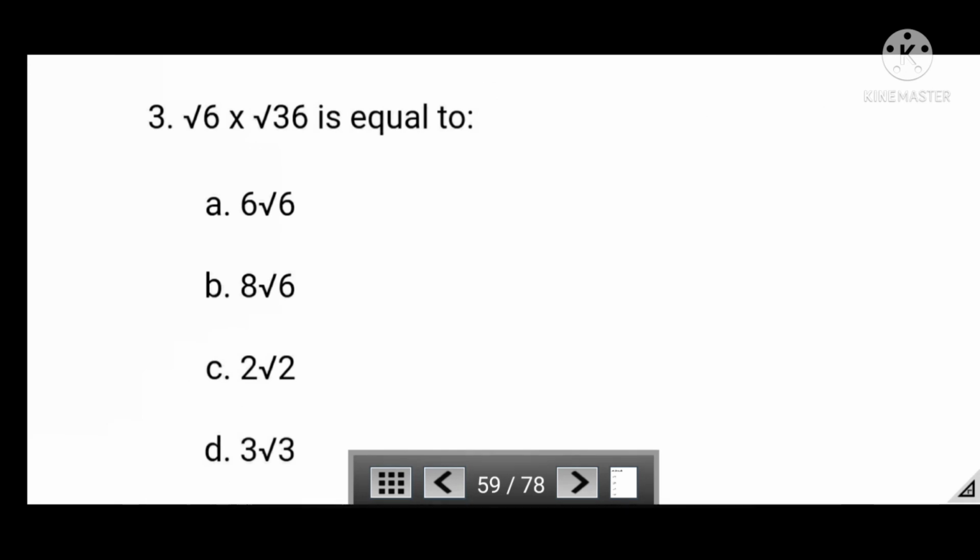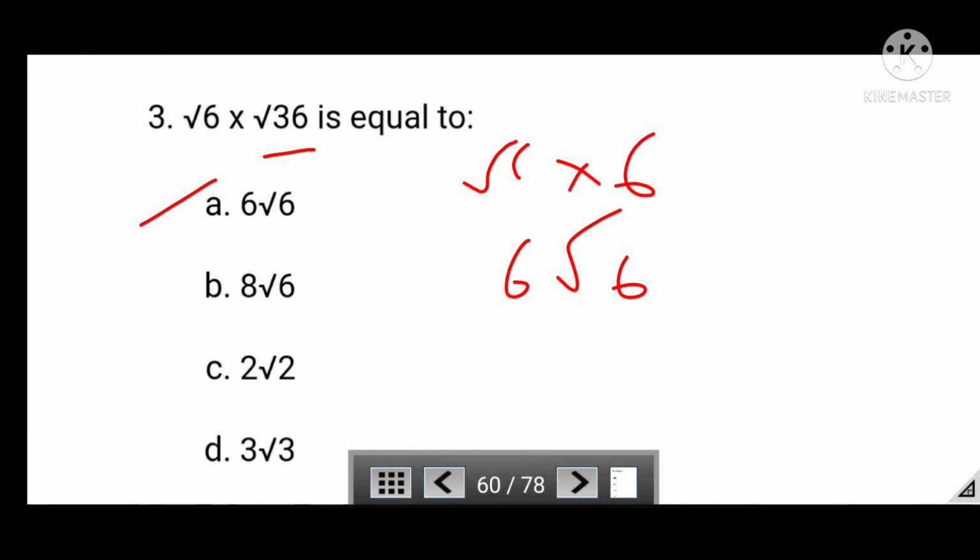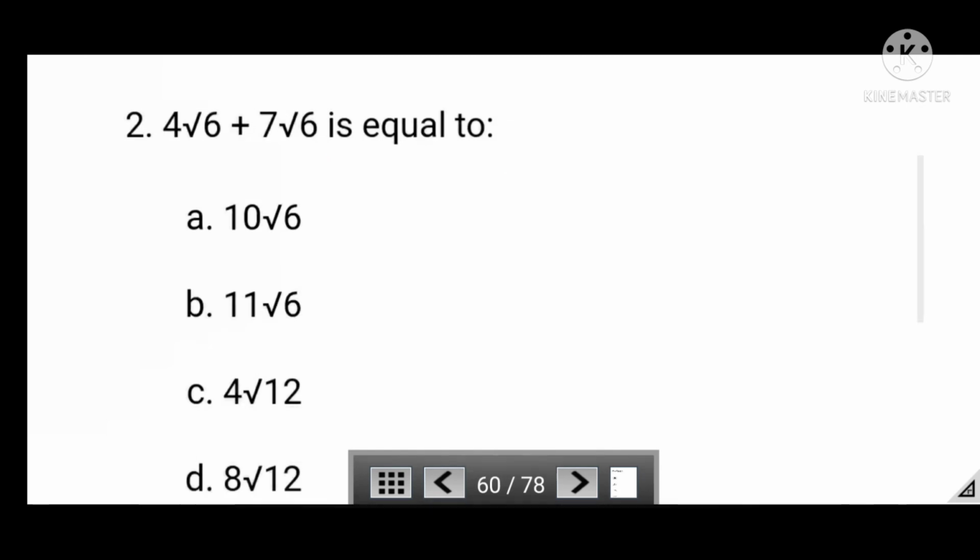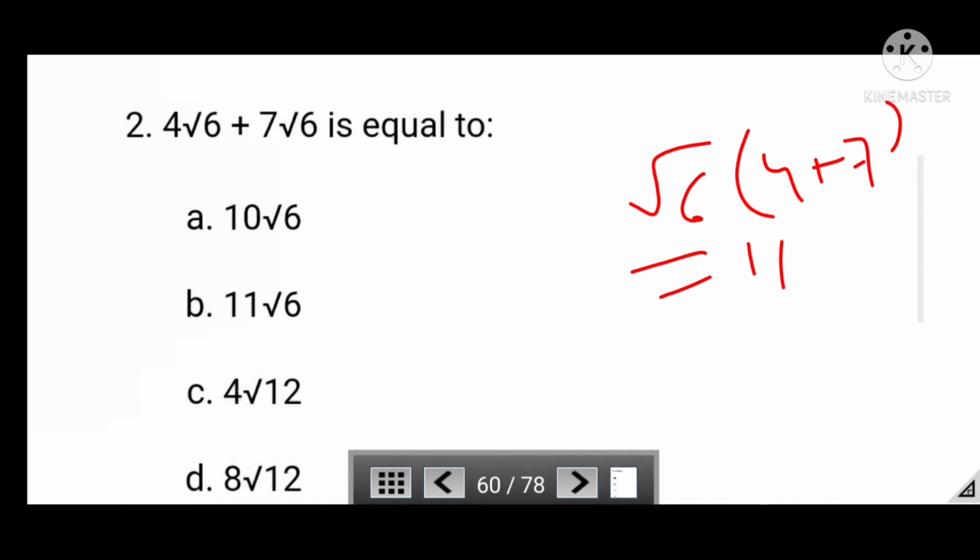Next, under root 6 multiplied by under root 36 is equal to under root 6 multiplied by 6, which is 6 under root 6. A option is right. Next question, 4 under root 6 plus 7 under root 6 is equal to, again taking under root 6 common, 4 plus 7 is equal to 11 under root 6. So B is the right option.